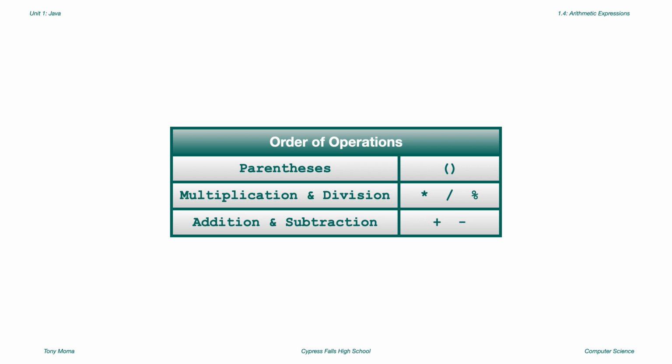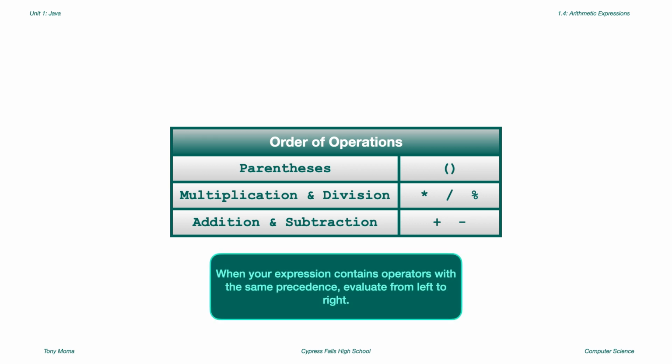Just like in real life mathematics, where we use PEMDAS, order of operations also applies when we perform arithmetic expressions in Java. As illustrated by this table, parentheses has top precedence. After that, multiplication and division share the next level of precedence. Then after that, addition and subtraction share the next level of precedence. When your expression contains operators with the same precedence, evaluate from left to right.